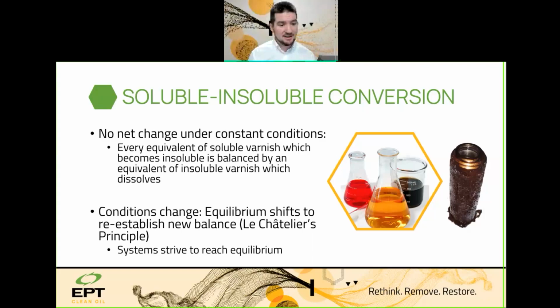So that no net change in the amount of either means that every equivalent of soluble varnish that precipitates out at equilibrium is balanced by an equivalent of insoluble varnish, which goes back into the oil. Now, this is where things get tricky. That's under constant conditions. Things like to establish equilibria under constant conditions because equilibrium is the most thermodynamically stable state in which that system can exist. And all systems strive to get to the most thermodynamically, lowest energy state. That's under constant conditions. When conditions change, Le Chatelier's principle tells us that equilibria will shift to reestablish a new balance, one which is more thermodynamically favorable under the new set of conditions.